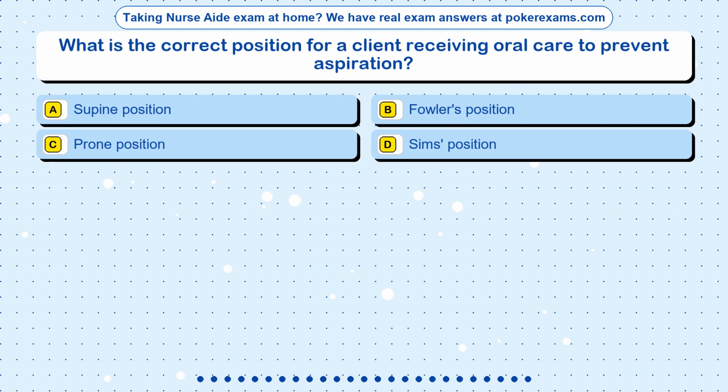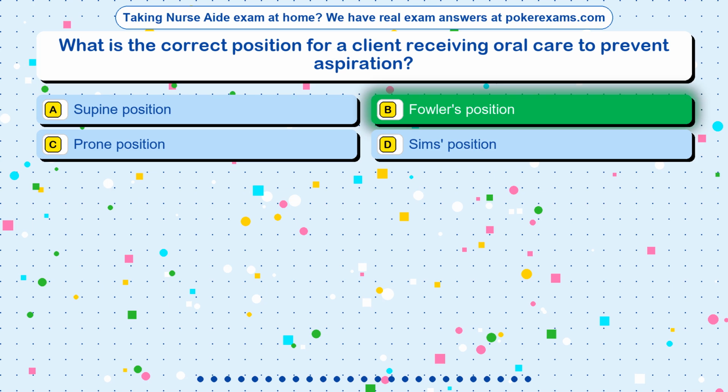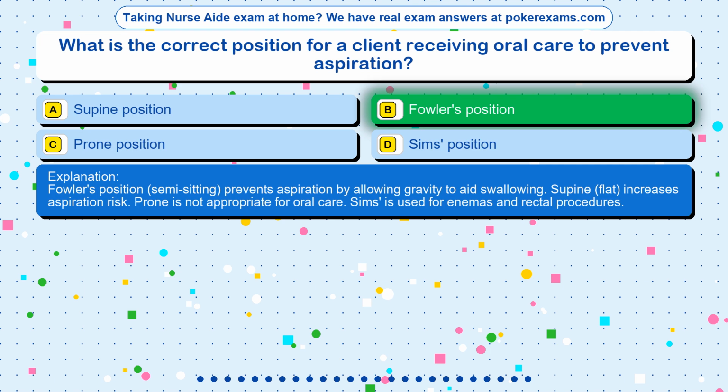Question 22. What is the correct position for a client receiving oral care to prevent aspiration? Option A, supine position. Option B, Fowler's position. Option C, prone position. Option D, Sims position. The correct answer is option B, Fowler's position. Fowler's position, semi-sitting, prevents aspiration by allowing gravity to aid swallowing. Supine, flat, increases aspiration risk. Prone is not appropriate for oral care. Sims is used for enemas and rectal procedures.